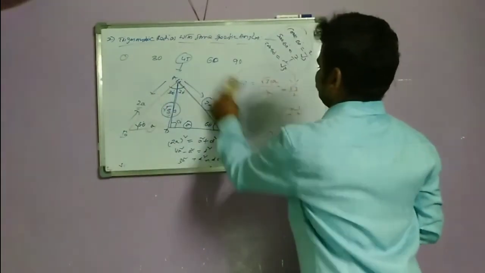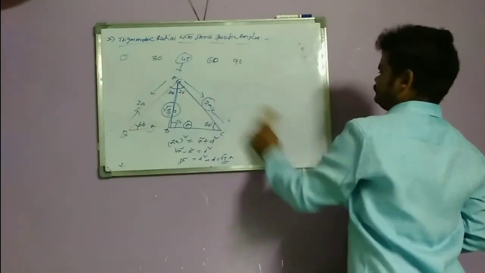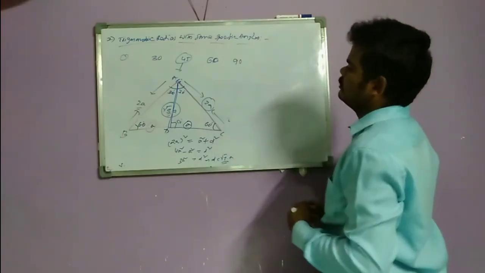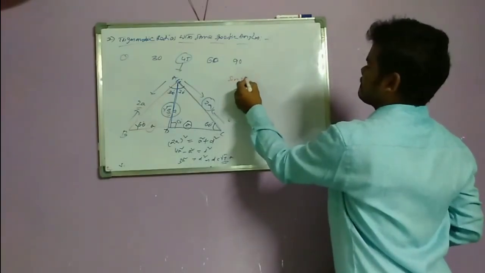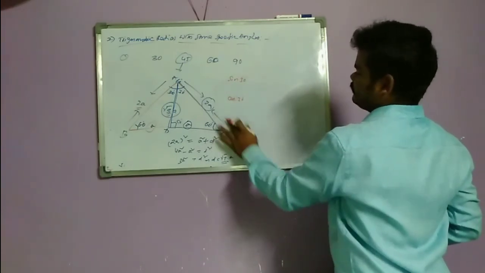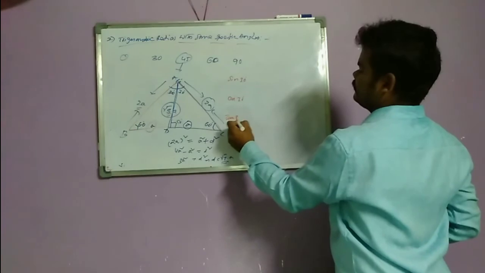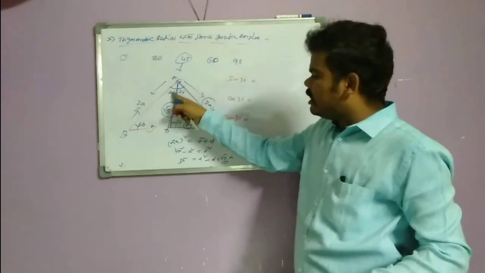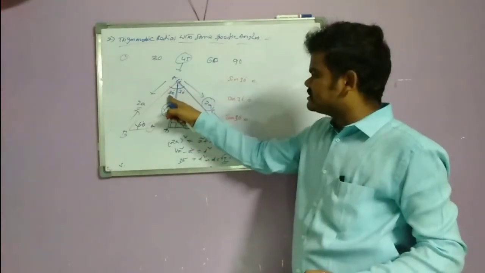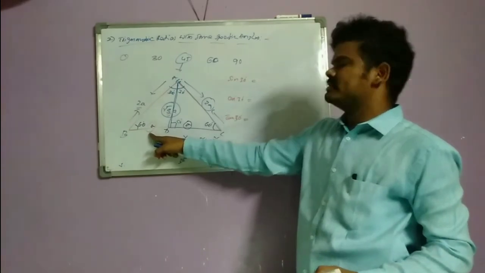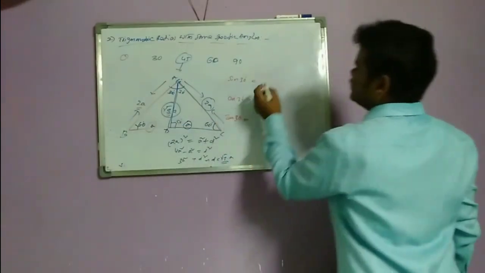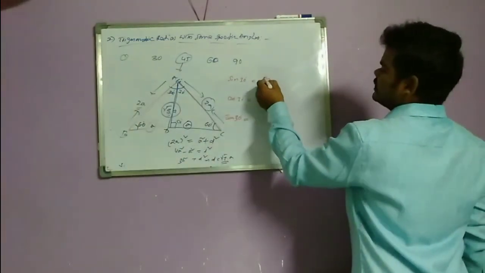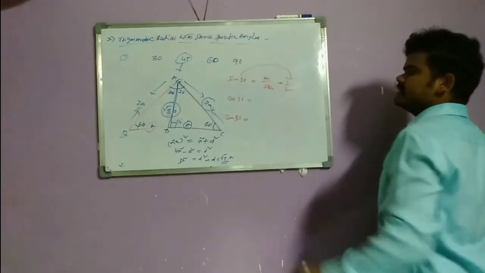Now 30 degrees derivation. Now sin 30, cos 30, tan 30. Sin 30 means the side opposite to the angle. This is the angle and this one is the opposite side. What is the length of the opposite side? A, by hypotenuse. What about the hypotenuse? This one, 2a. A cancelled, 1 by 2. Sin 30 value is 1 by 2.